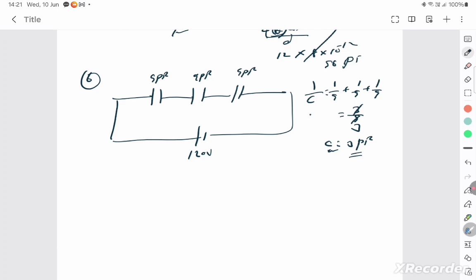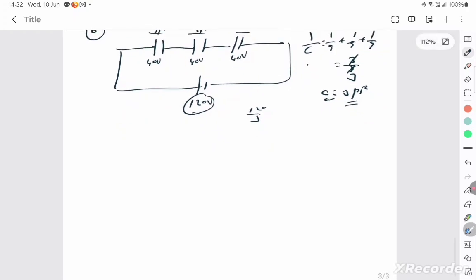And what is the potential difference across each capacitor? They're all equal capacitance, and so the 120 volts will get broken down into 120 by 3. So it's 40 volts, 40 volts and 40 volts. It's very simple. There's no major calculation involved for this. And so then the next question is the 7th question.